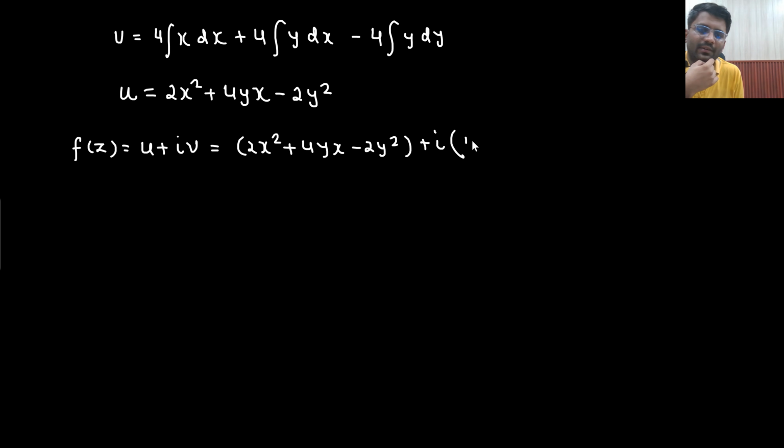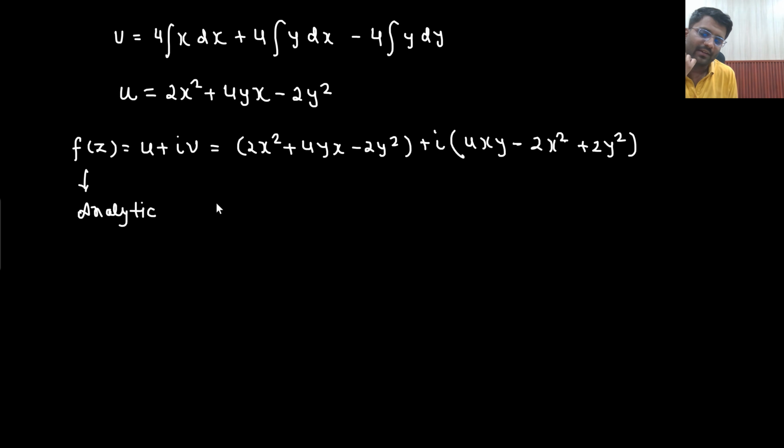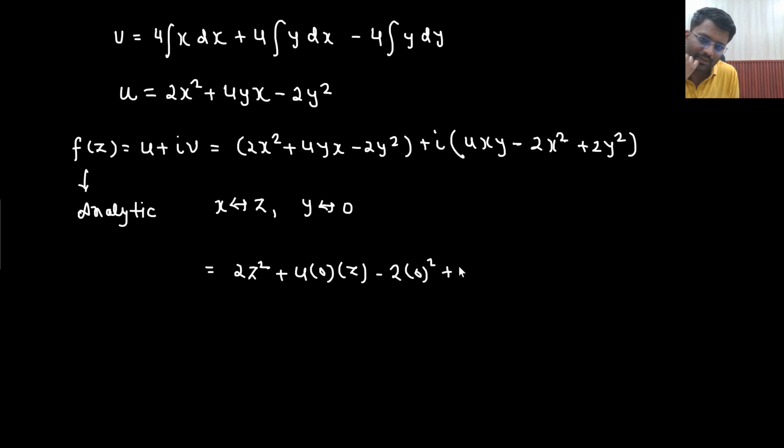4xy minus 2x square plus 2y square. Since it is analytic, our method said that x is z, y is 0. So x is z. If you put y equals to 0 here, what you will get? 4 into 0 into x is z minus 2 into 0 square plus iota 4, in place of x you will put z, and y is 0, minus 2, in place of x you will put z, y is 0, plus 2, y is 0 whole square.